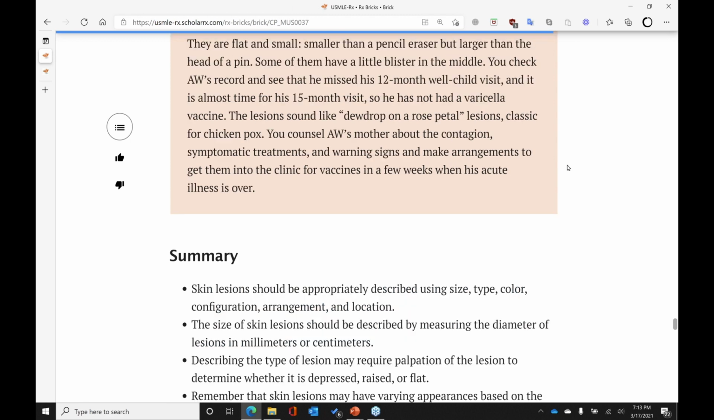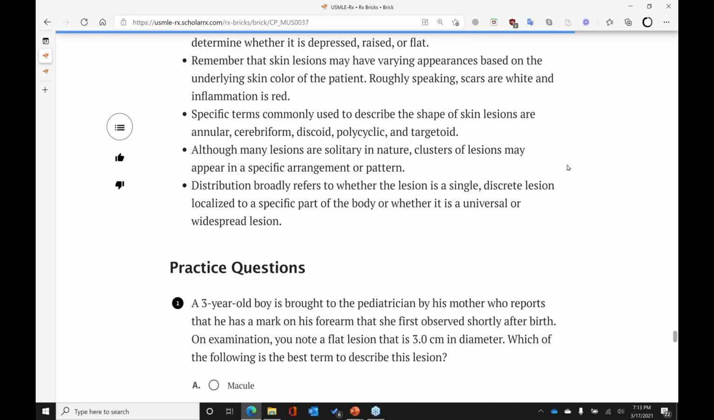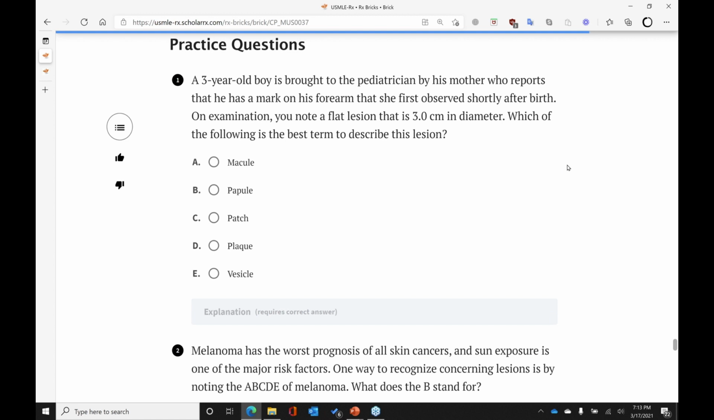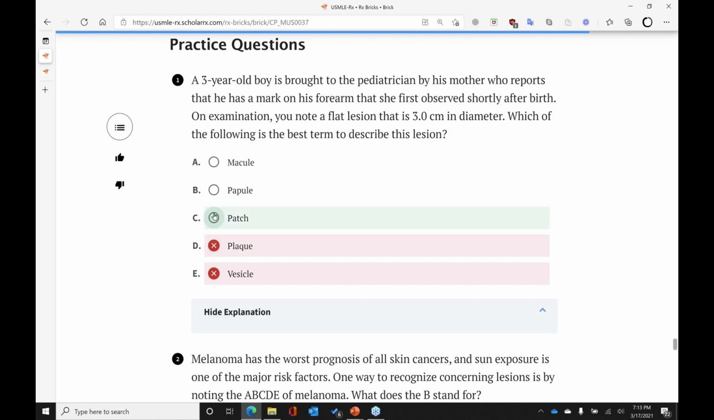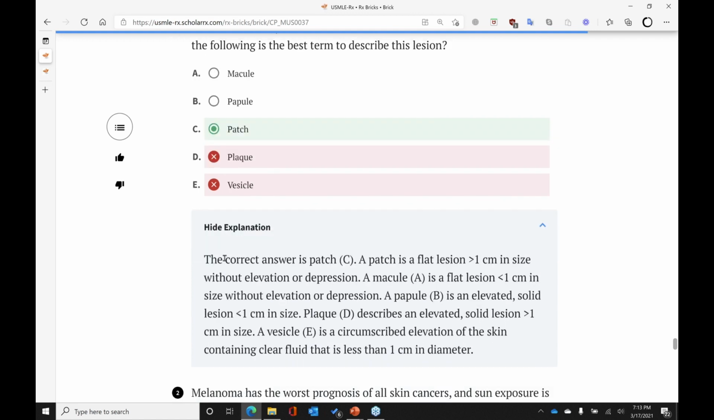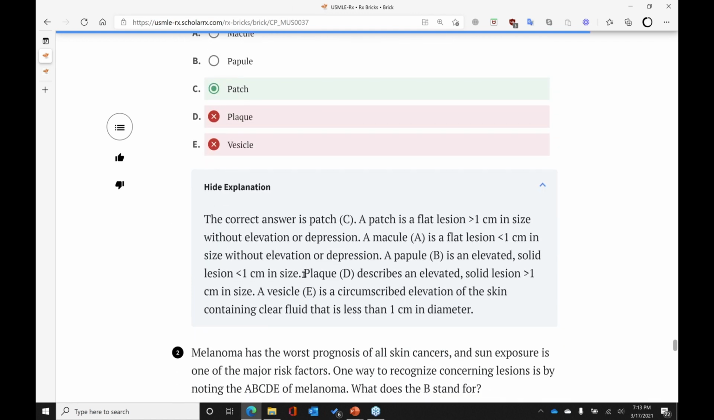And then you can see that we have a high yield summary of what you should have learned, and then we give you practice questions that you can test yourself on. Is this a vesicle? No. And is it a plaque? No. Patches. So you can take multiple tries and then see how you performed and get specific feedback.